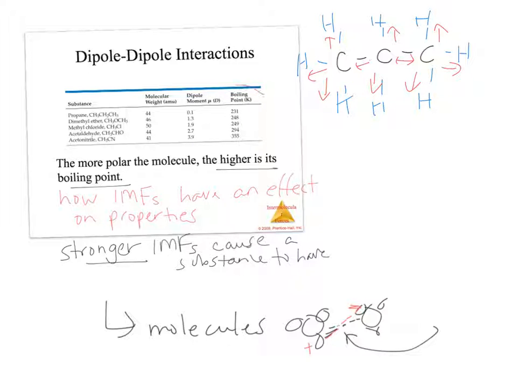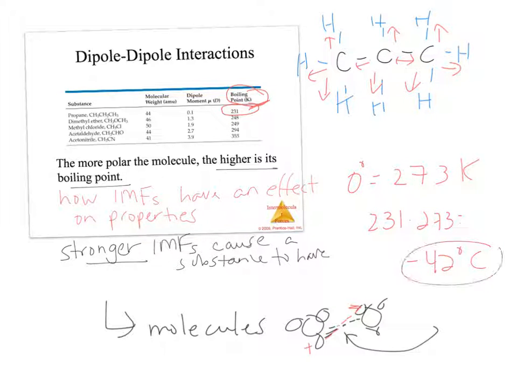So look at its boiling point in Kelvin. Its boiling point is 231 in Kelvin. I'll remind you, 0 degrees Celsius equals 273 Kelvin. So in order to find a Celsius temperature, we have to subtract from Kelvin. We would subtract 273 to get the Celsius temperature. So 231 minus 273 equals something, minus 42 degrees Celsius, I think. Let's check that. That is correct. So the boiling point for propane is minus 42 degrees Celsius.